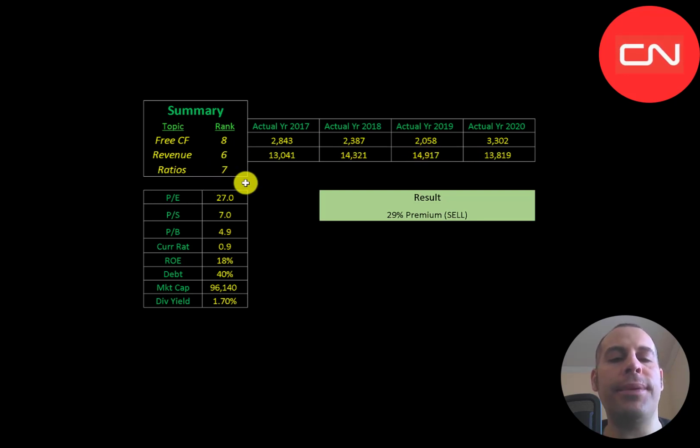I ranked their ratios 7 out of 10. They're pretty good. The only thing is their current ratio is below 1. Their price multiples are pretty good. They're not amazing, but they're good.